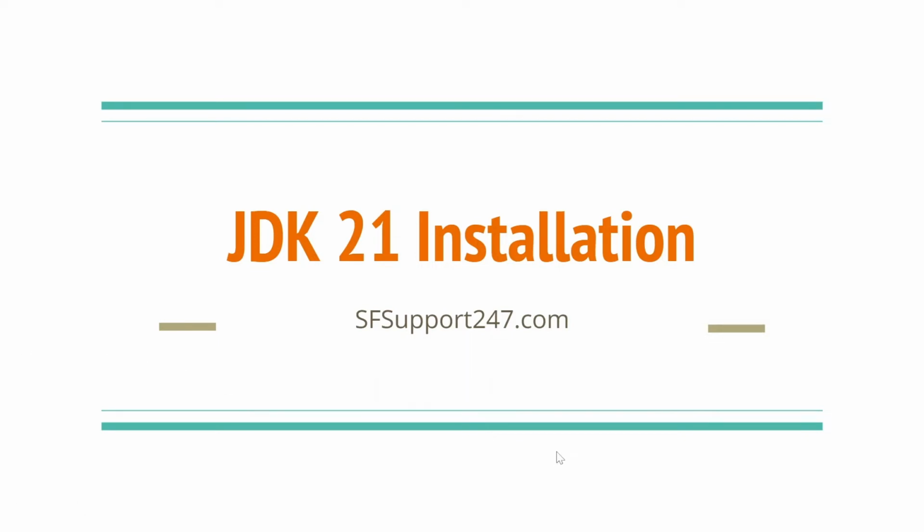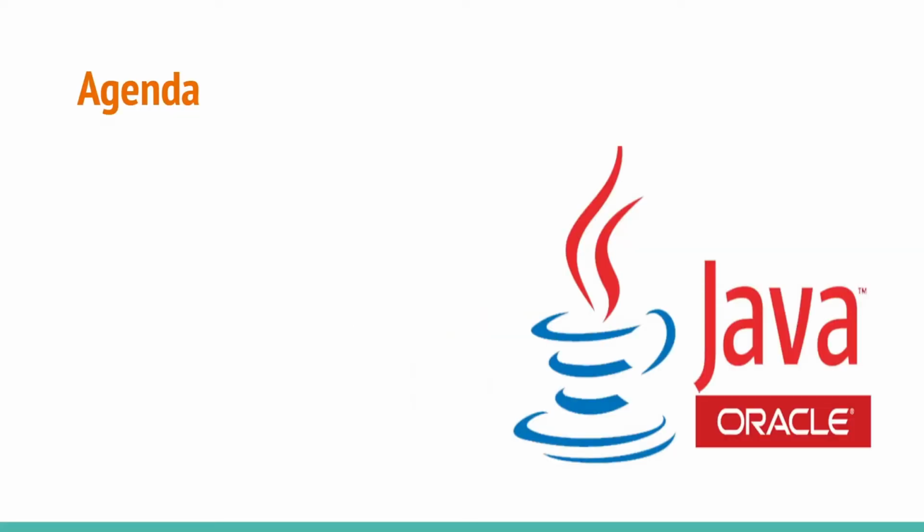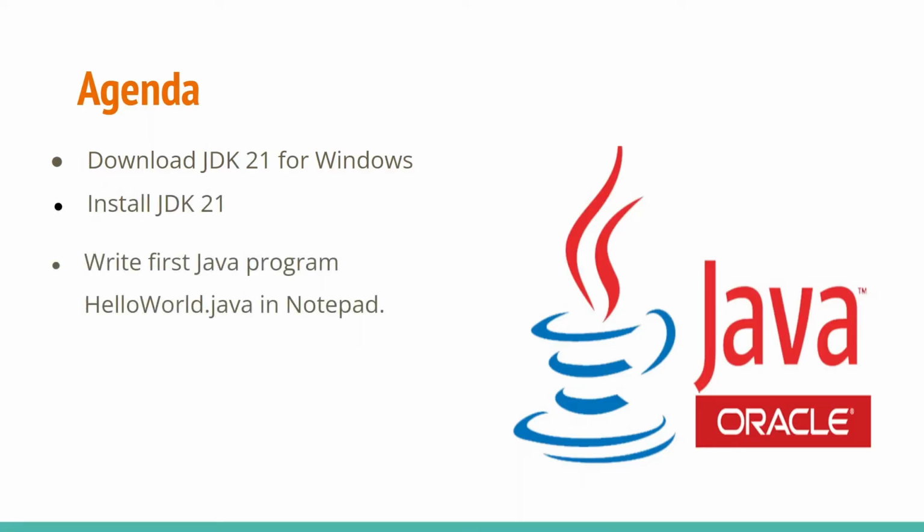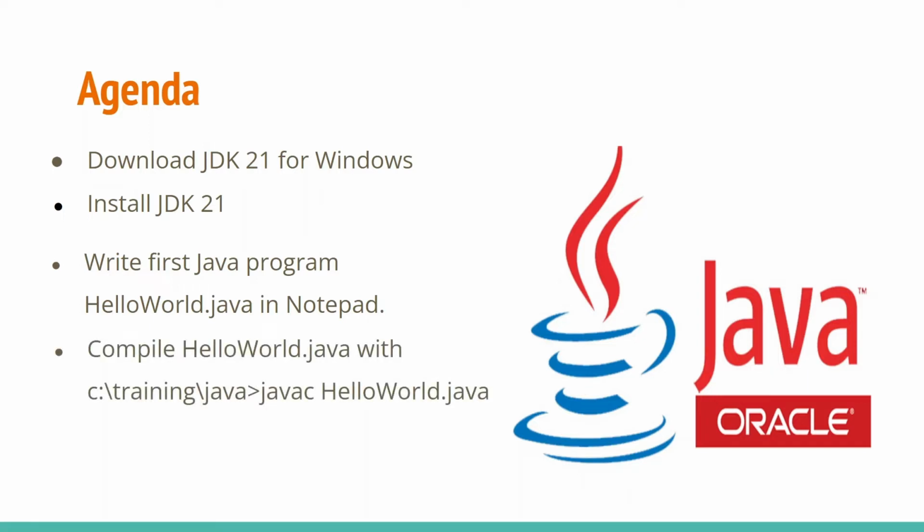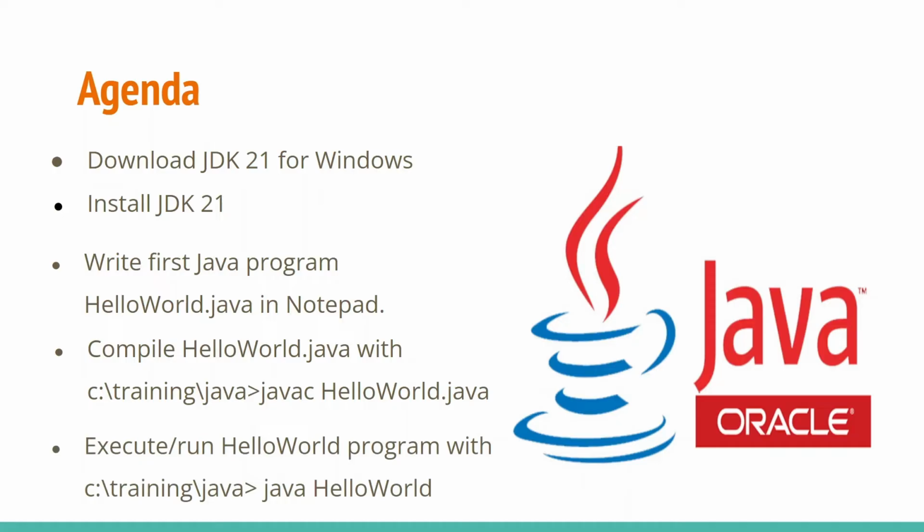Today we are going to install JDK and write our first Java program. I am very excited, looking forward to show you how we can do it together. Let's get started. I quickly put together a one-page agenda. Let's go through it. What are the steps that we are going to do to write our first Java program? Let's first download JDK 21 for Windows, install JDK 21, write our first Java program. We call it helloworld.java and compile it using javac and execute or run it using java.